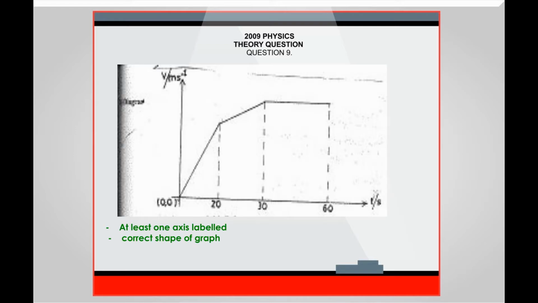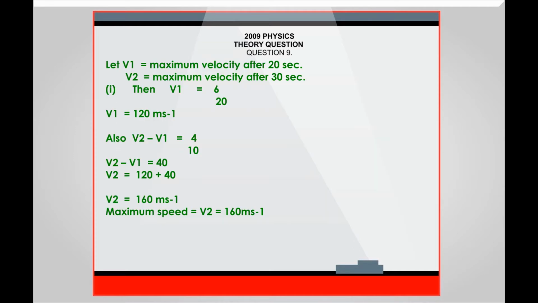Answer. You can see the diagram. At least one axis labeled, correct shape of graph. Let V1 equal maximum velocity after 20 seconds, V2 maximum velocity after 30 seconds. Then V1 equals 6 times 20. Therefore, V1 equals 120 meters per second.